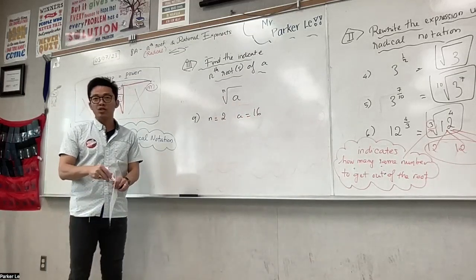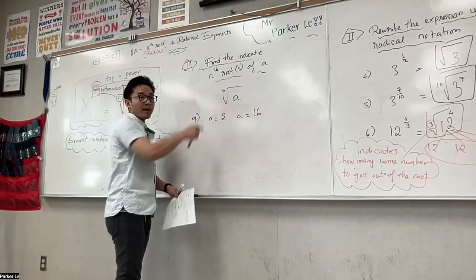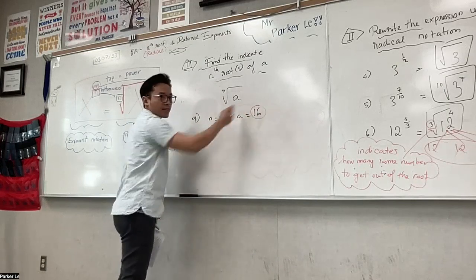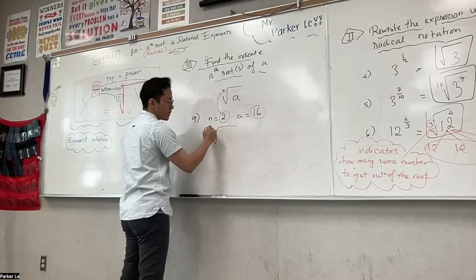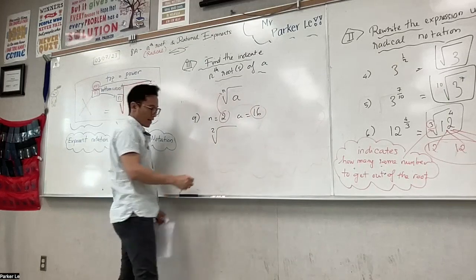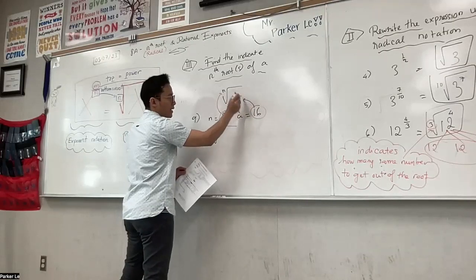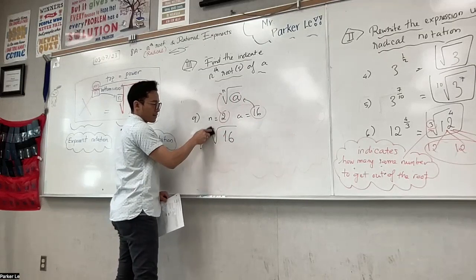What you need to do is plug it in. Literally just plug it in. I have the n-th root of a, and I give you that n is 2 and a is 16. So to plug it in, n is equal to 2, so I have 2, and then a is 16. So plug in a equal to 16. So 16.